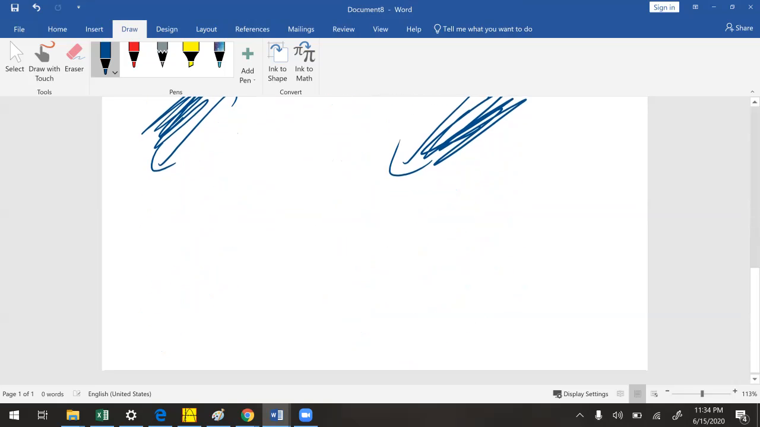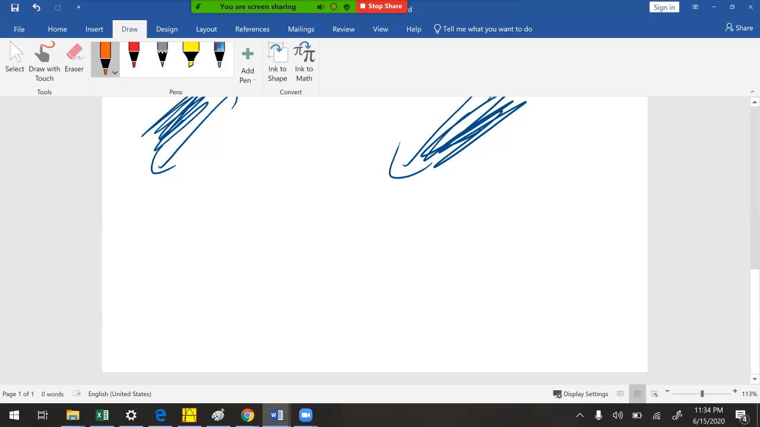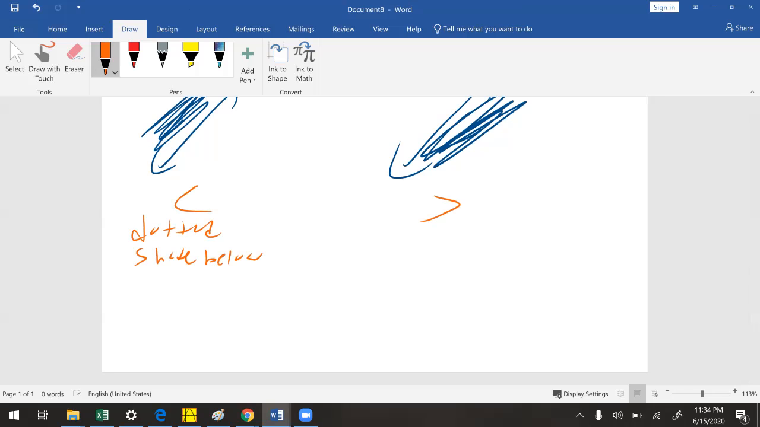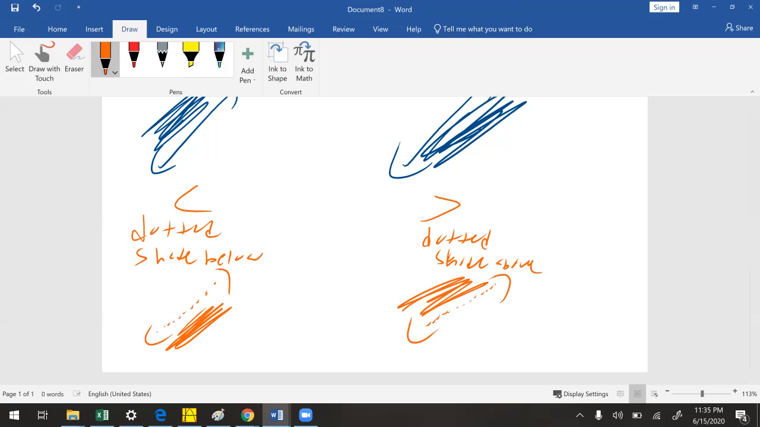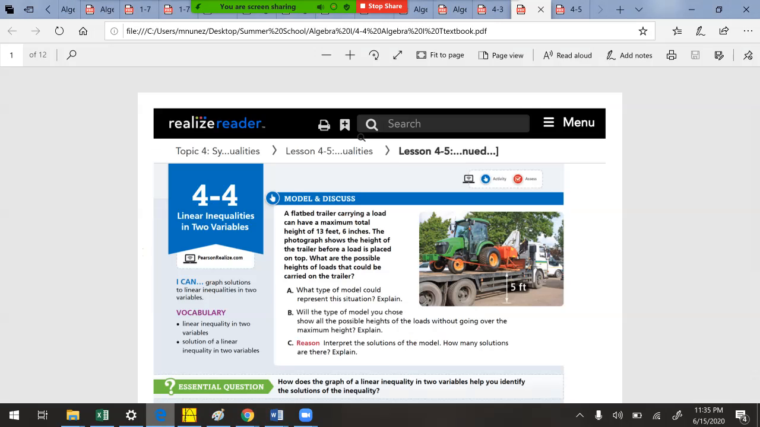Okay, now let's focus on what if it's just this and just this. This line's going to be dotted. Dotted, shade below. It's still going to be a line, but it's going to be a dotted line, and I'm going to shade below it. Whereas this right here is going to be a dotted line, and I'm going to shade above. There you go. All there is to it, essentially. It's all about recognizing what you're graphing and how to graph it.